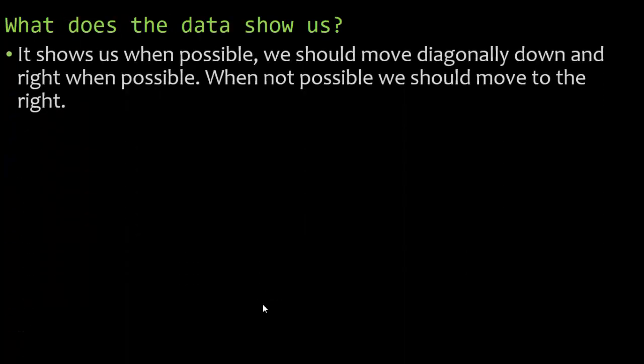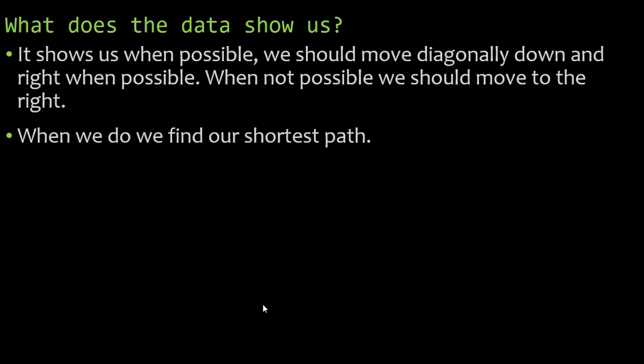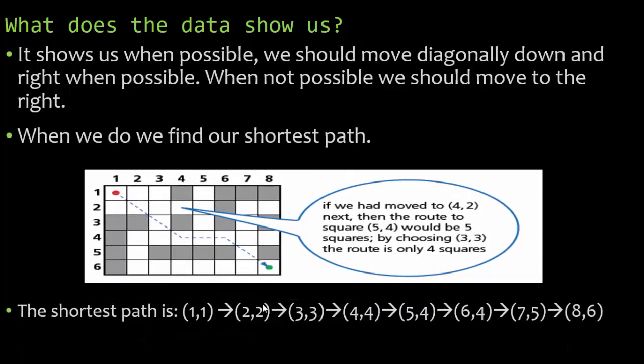So what does that data show us? It shows us that when possible, we should move diagonally down and right. When not possible, we should move to the right or towards our end point. So when we do, we find our shortest path. And our shortest path, looking at this graph, is 1, 1 to 2, 2 to 3, 3, then on to 4, 4, 5, 4, 6, 4, 7, 5, and then 8, 6.